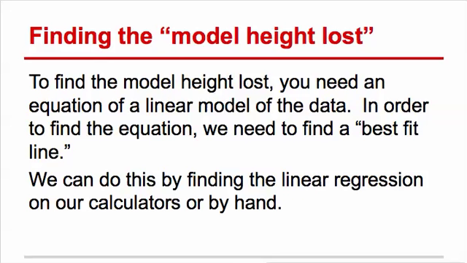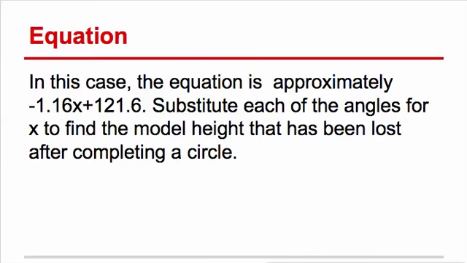To find the best fit line, you do this on your calculator. You can use a median line without a calculator, but the only way we can do a linear regression right now is on your calculator. You type the x data into L1, you type the y data into L2, you do LinReg, ax plus b form, that's like y equals mx plus b form, and you get the slope of negative 1.16 and a y-intercept of 121.6.